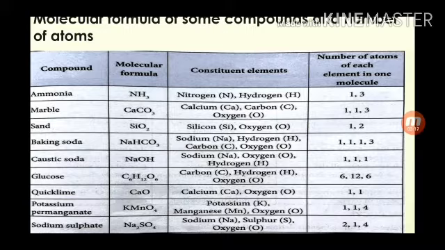And the last one is sodium sulfate, Na2SO4. Na stands for sodium, S stands for sulfur, O stands for oxygen. And what is the ratio? 2:1:4, because 2 sodium, 1 sulfur, and 4 oxygen are there. That is the ratio. So now we are going to start radicals.